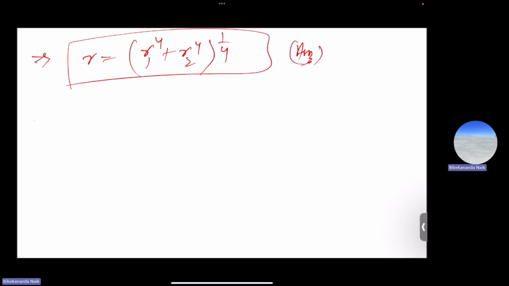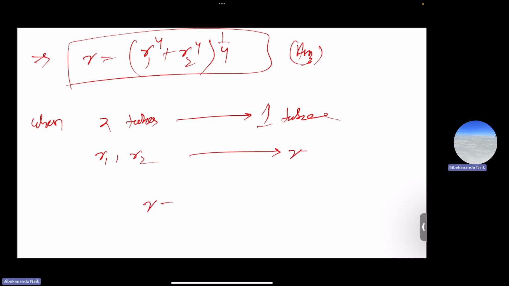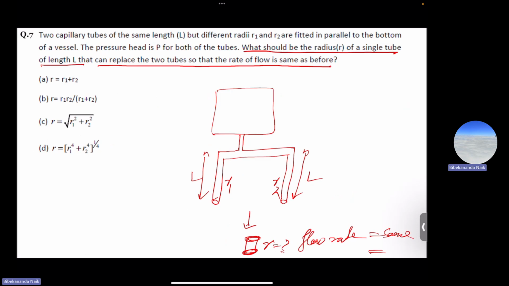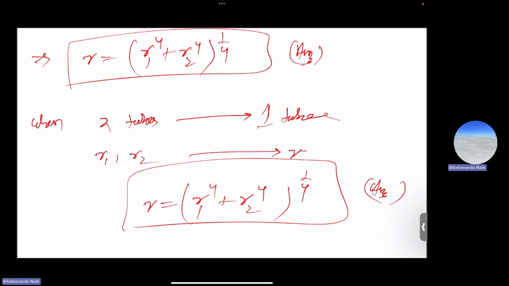So when two tubes are replaced by one tube, this is radius R1, R2 and this is radius R, then R will be R1 to the power 4 plus R2 to the power 4, to the power 1 by 4. So the correct answer is option D. Now we move to question number 8.